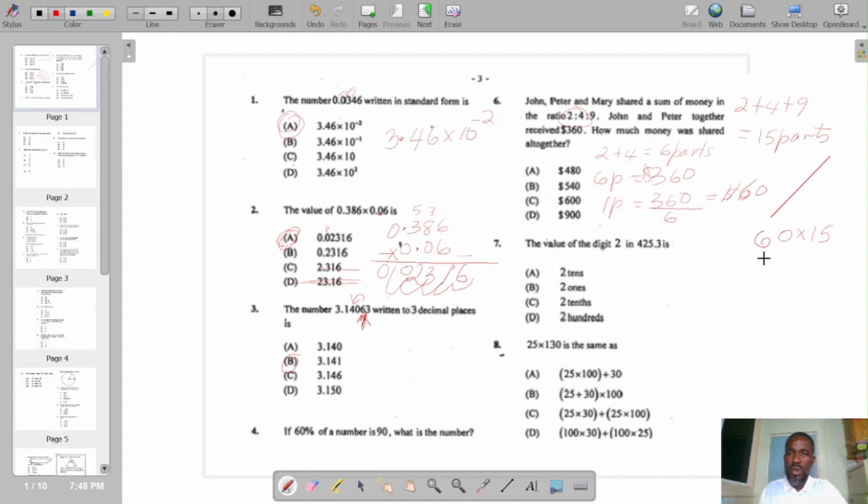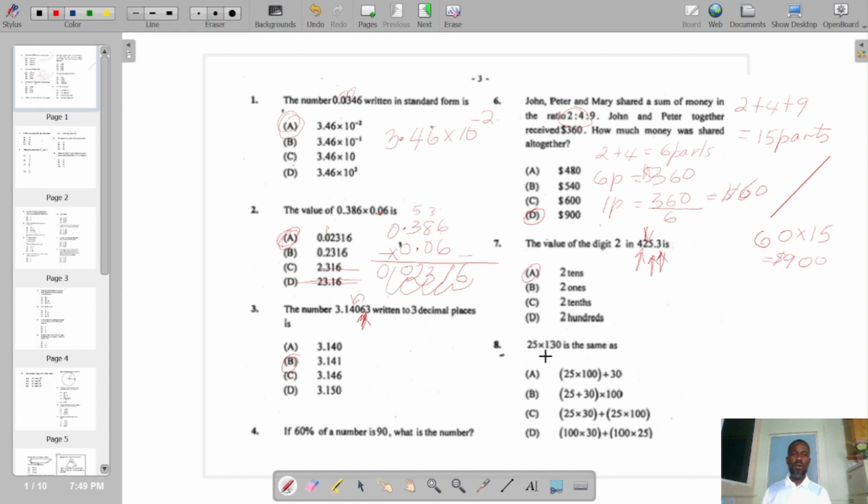Now the value of the digit 2 in 425.3 is, so we know that the first place behind the decimal point is the tenths, this is the ones, and therefore this is the tenths, and then this is the hundredths. So therefore we know that this is 2/10.